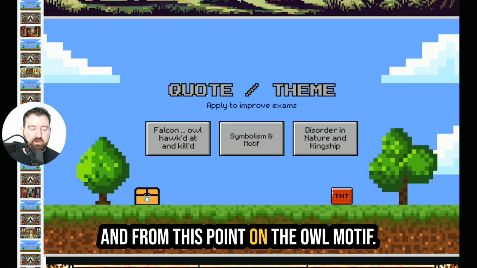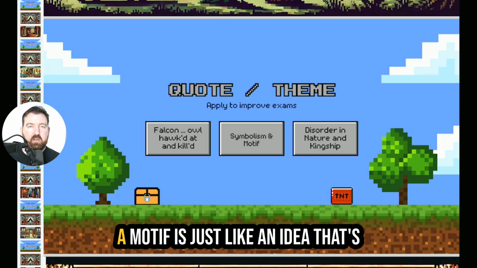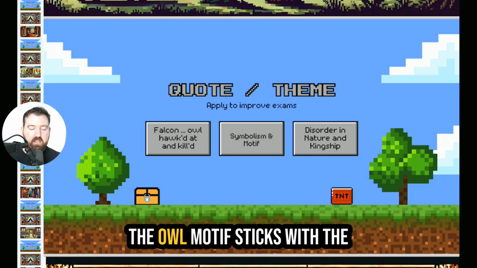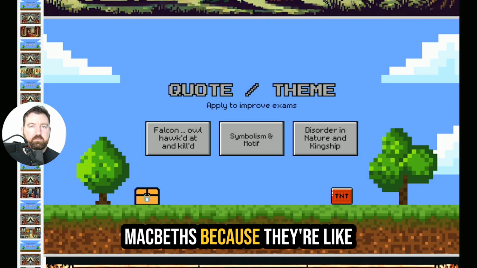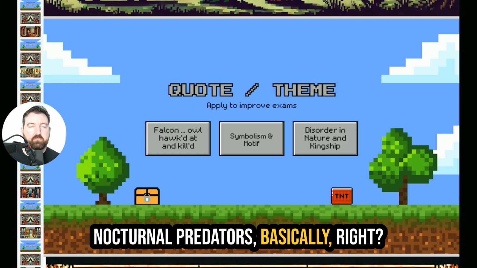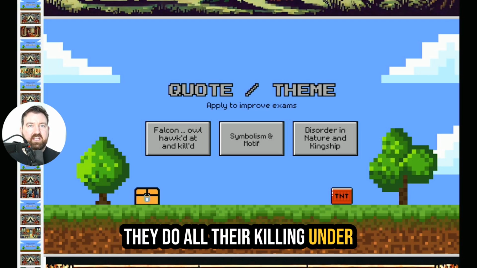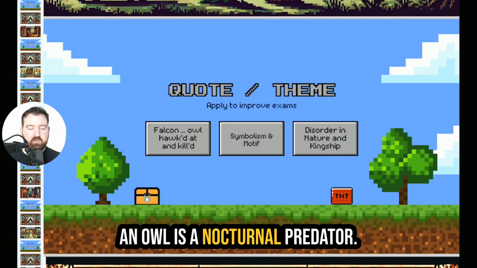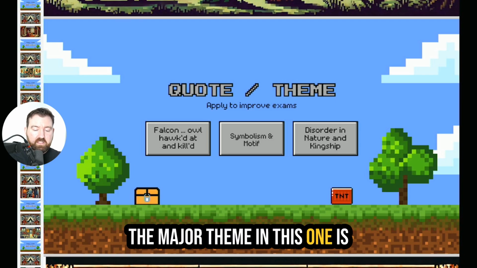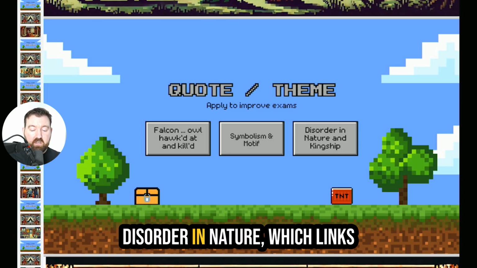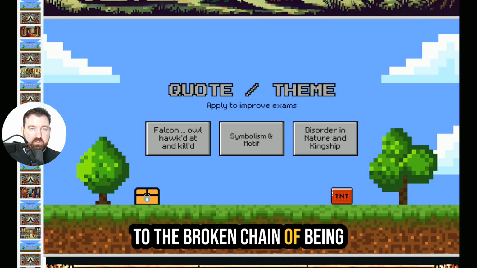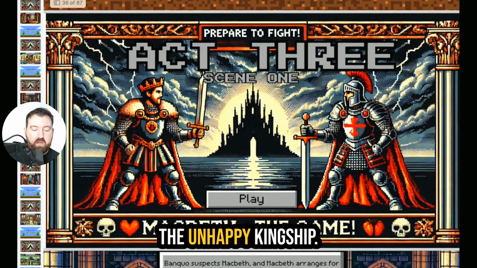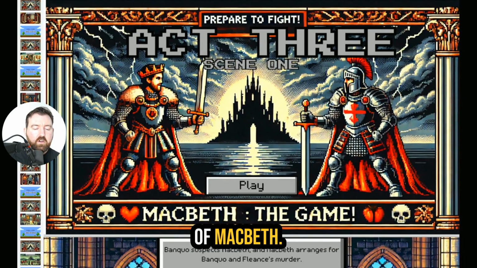And from this point on, the owl motif sticks with the Macbeths. A motif is just like an idea that's repeated over and over again in a text. They're like nocturnal predators, basically, right? They do all their killing under the cover of darkness and mystery and secrecy, just like an owl is a nocturnal predator. The major theme in this one is disorder in nature, which links to the broken chain of being, and the new kingship, right? The unhappy kingship of Macbeth.